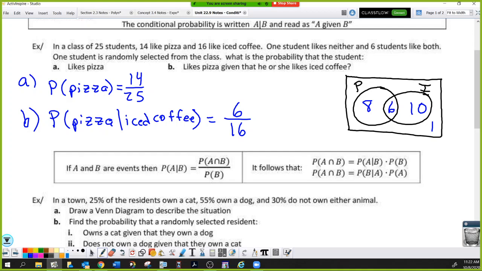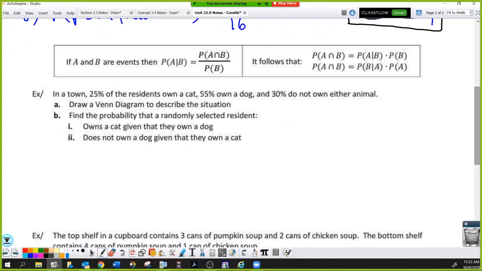Okay. So let's talk about the formula. Let's talk about the formula for conditional probabilities.